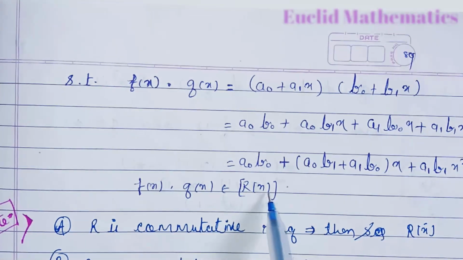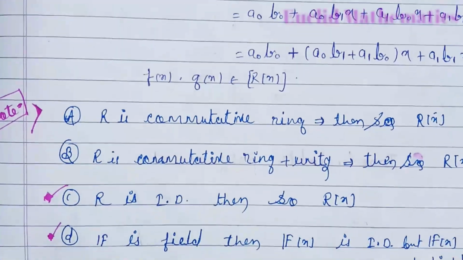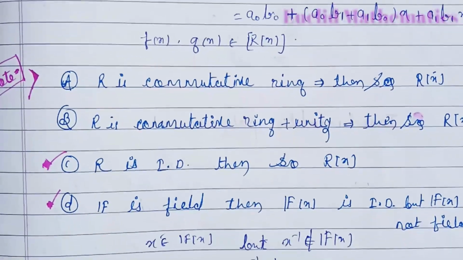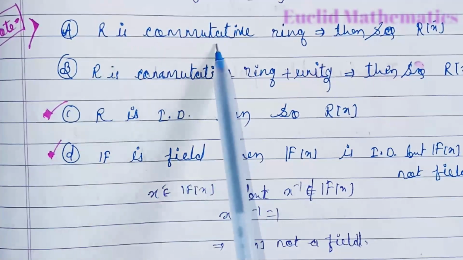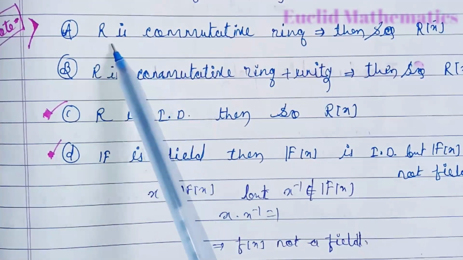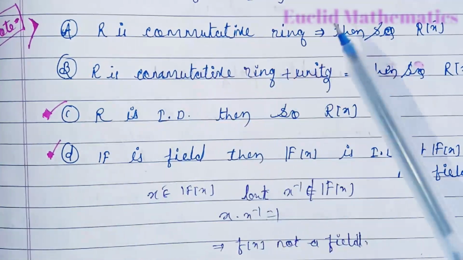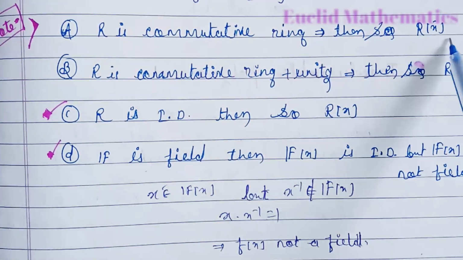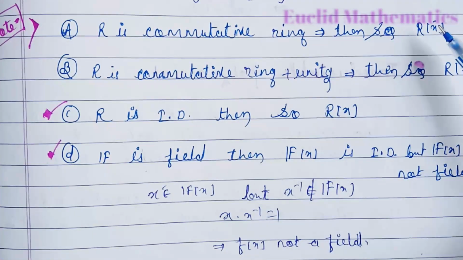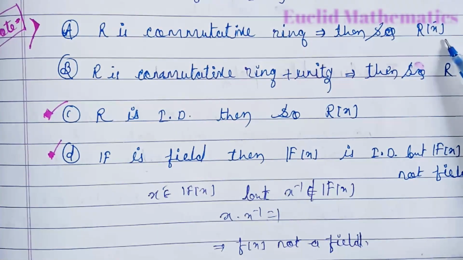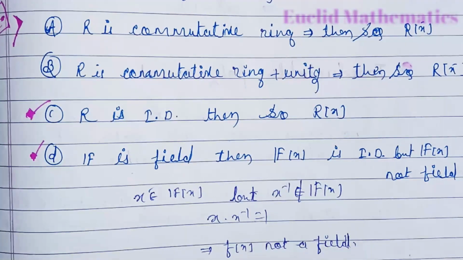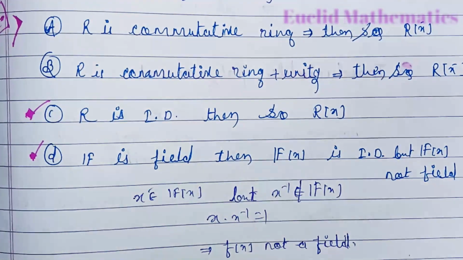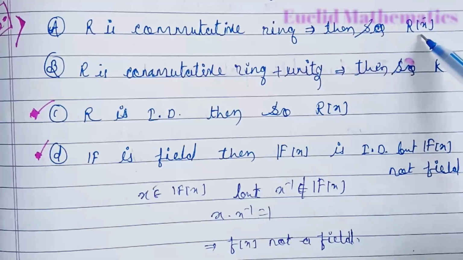Now let's see some of the properties that a polynomial ring holds. I added four properties here. The first property says that if R is commutative, that means it holds the property ab = ba, then R[x] also has the same property. R[x] holds the multiplication of two polynomials with the commutative property.